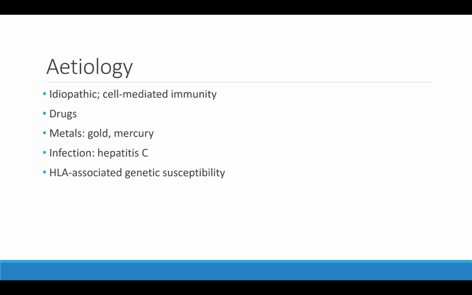In terms of etiology, Lichen planus can be idiopathic and possibly related to cell-mediated immunity. Other etiologic agents may include drugs, metals such as gold or mercury, infections, namely hepatitis C, as well as some HLA-associated genetic susceptibility.